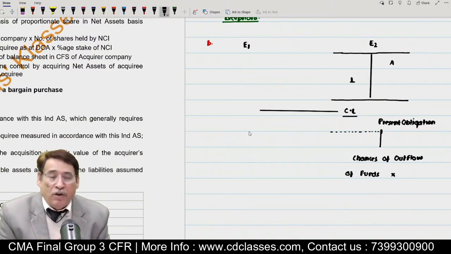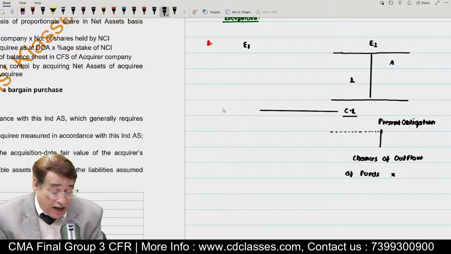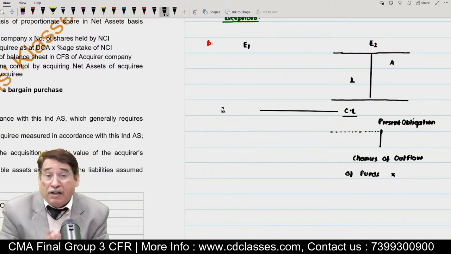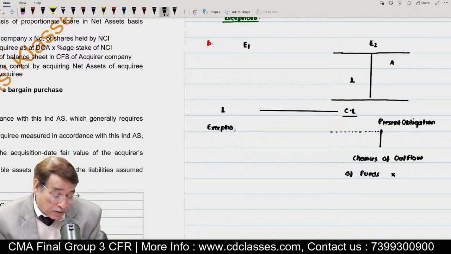And we will see later on, it is known as an exception to the recognition principle. We are recognizing this as a liability. We have to record this item as a liability. Is it clear to you or not? We will have to record this item as a liability, and it is known as an exception to the recognition principle.